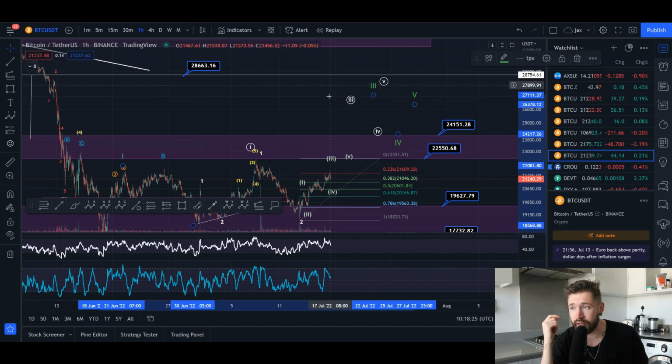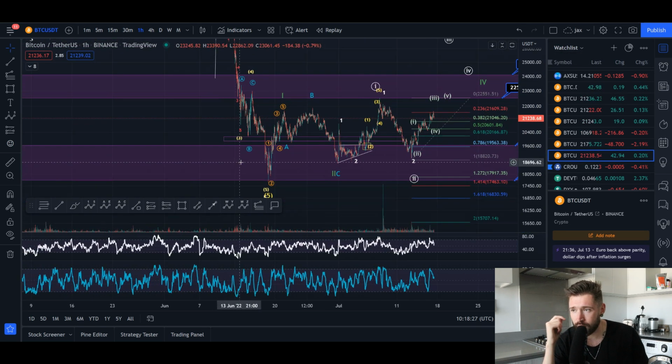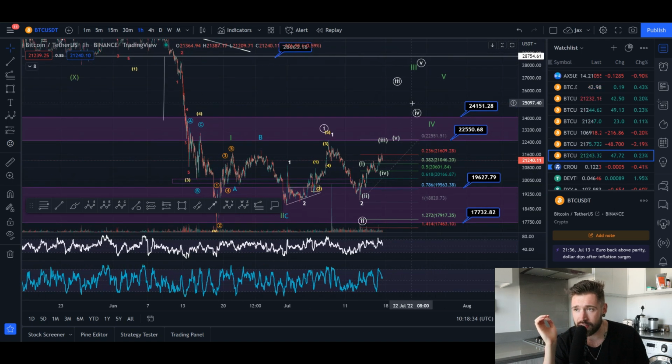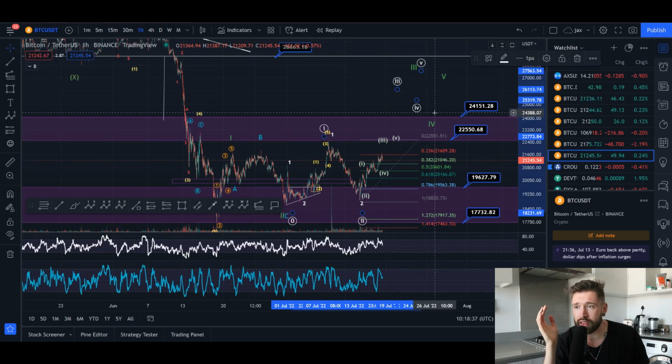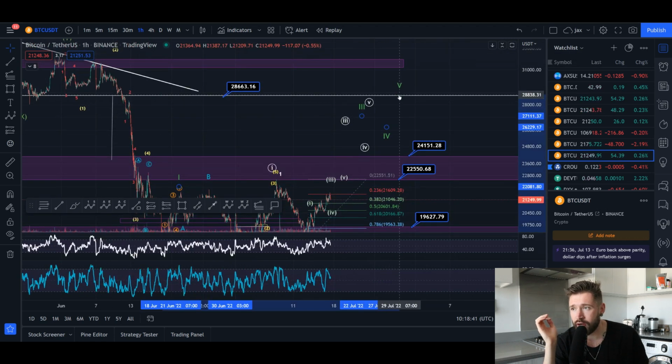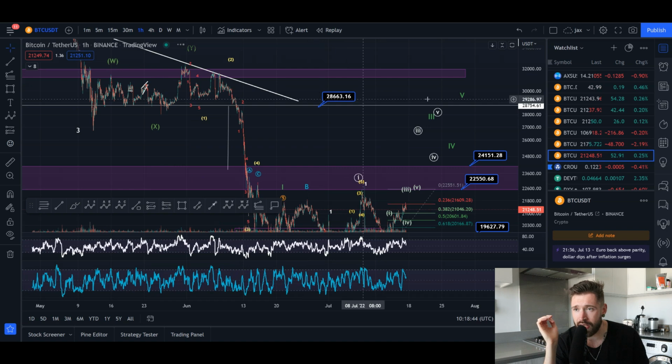This is your larger wave 3, with your wave 1 starting from the bottom, wave 1, wave 2. And usually that 1-2-1-2 suggests that you're going to see an extended wave 3. So we put in that extended wave 3, we see a wave 4 pullback and a potential wave 5 to take you all the way up here to 28K.